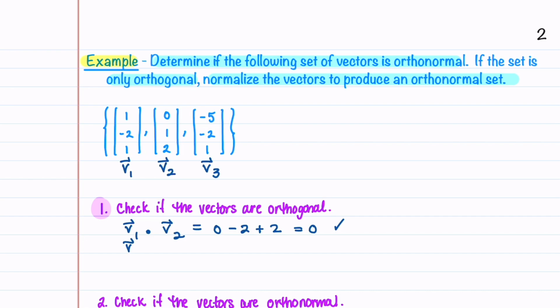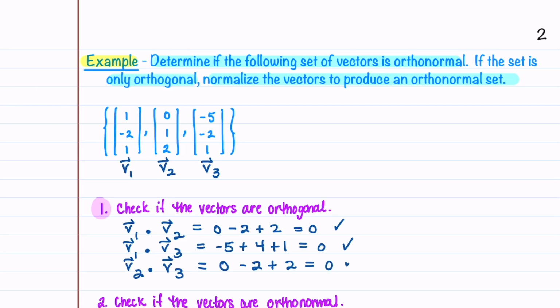Let's now check to see if v1 is orthogonal to v3. That dot product is equal to minus 5 plus 4 plus 1, and that's also equal to 0. Let's now check if v2 and v3 are orthogonal. This gives us a 0, a minus 2 plus 2, and that's also equal to 0. Since all 3 dot products are equal to 0, vectors v1, v2, and v3 are orthogonal.